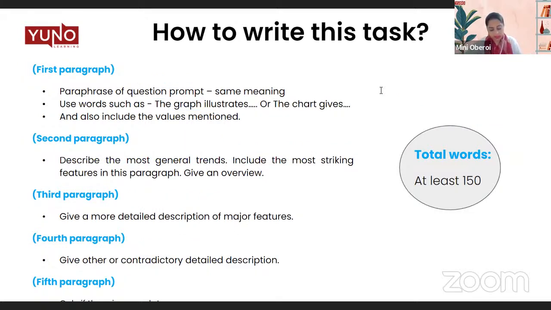Let's check if we have any messages to read. Okay. All right.